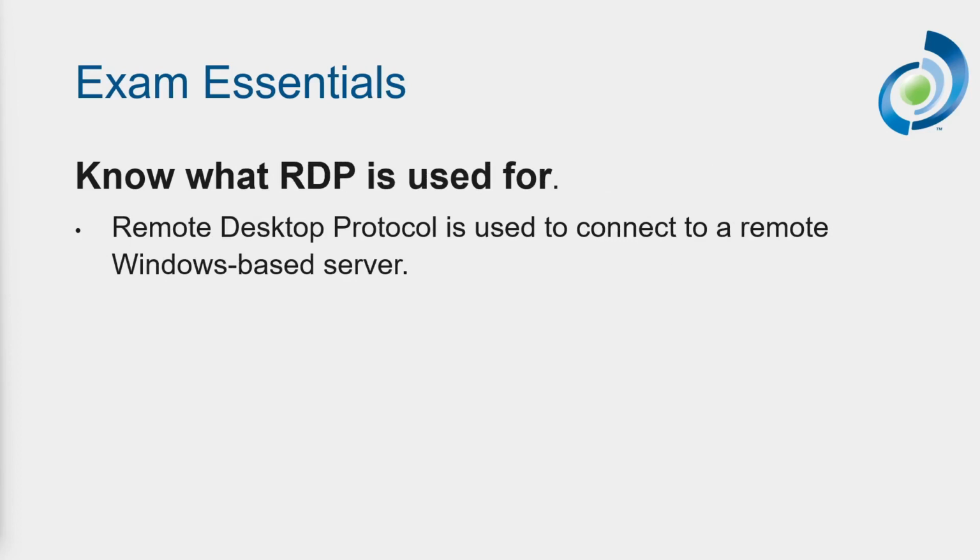Know what RDP is used for. Remote Desktop Protocol is used to connect to a remote Windows-based server. Remember, we have to do other things for Linux, but for Windows, we can connect from one Windows machine to another using RDP.